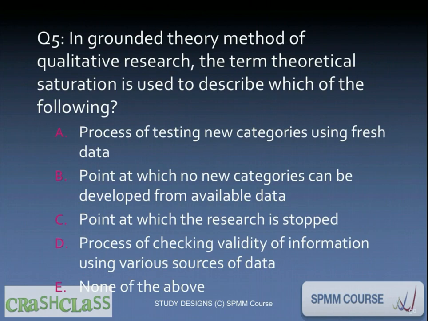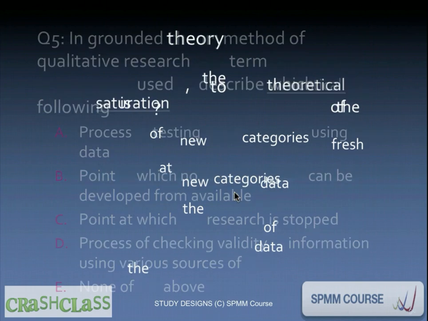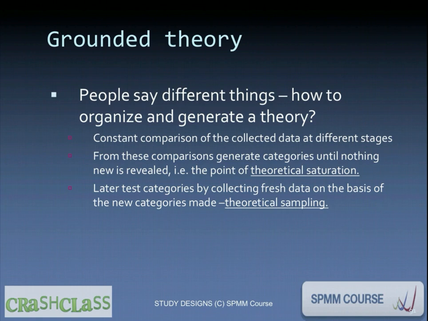Question 5. In the grounded theory method of qualitative research, the term theoretical saturation is used to describe which of the following? Process of testing new categories using fresh data, point at which no new categories can be developed, point at which research is stopped, process of checking validity of information using various sources of data, none of the above. So have you heard of this term grounded theory? Let's see what grounded theory is.